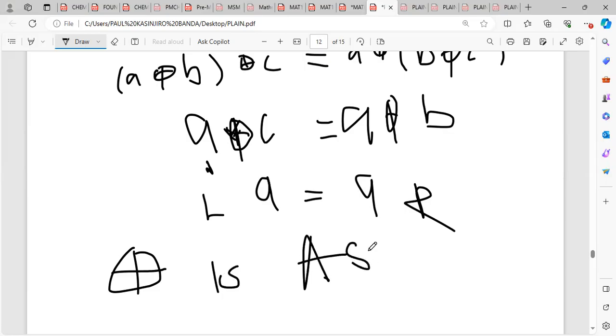So make sure you write it in capital letters. You can finish the word there: it's associative. That's how you go about that question. Let's move to the next one.